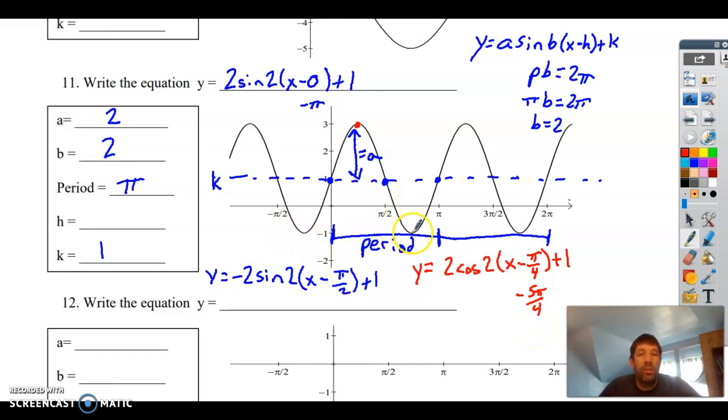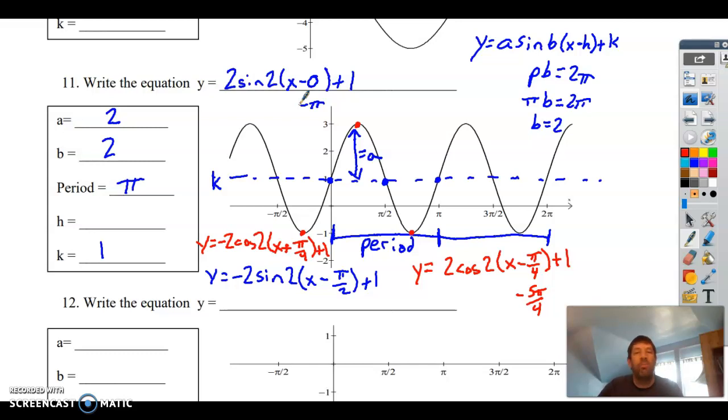Or we could start at a lowest point. So we could start here, for example, or over here. I'll use this point over here, in which case we'd have y equals, and we'd start at its lowest point, so we'd have to make it negative because we're flipping the cosine graph. So negative 2 cosine 2x, and now we'd be subtracting a negative, so it's going to be plus pi over 4 plus 1. Okay. So there's a lot going on here, but that's because there are so many different equations that we could write for this one graph.